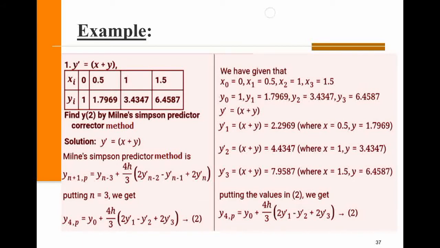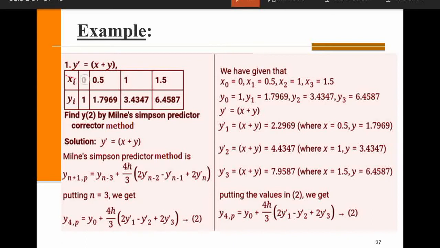Here we have given the slope y dash equal to x plus y, and we have given the previous 4 step values. This is our x0, this is x1, x2 and x3, right? Now if you just see your table, what is h? You can tell me. Yes, you are correct, h is 0.5. Now see yourself, 0, 0.5, 1, 1.5, the next value should be 2, right?